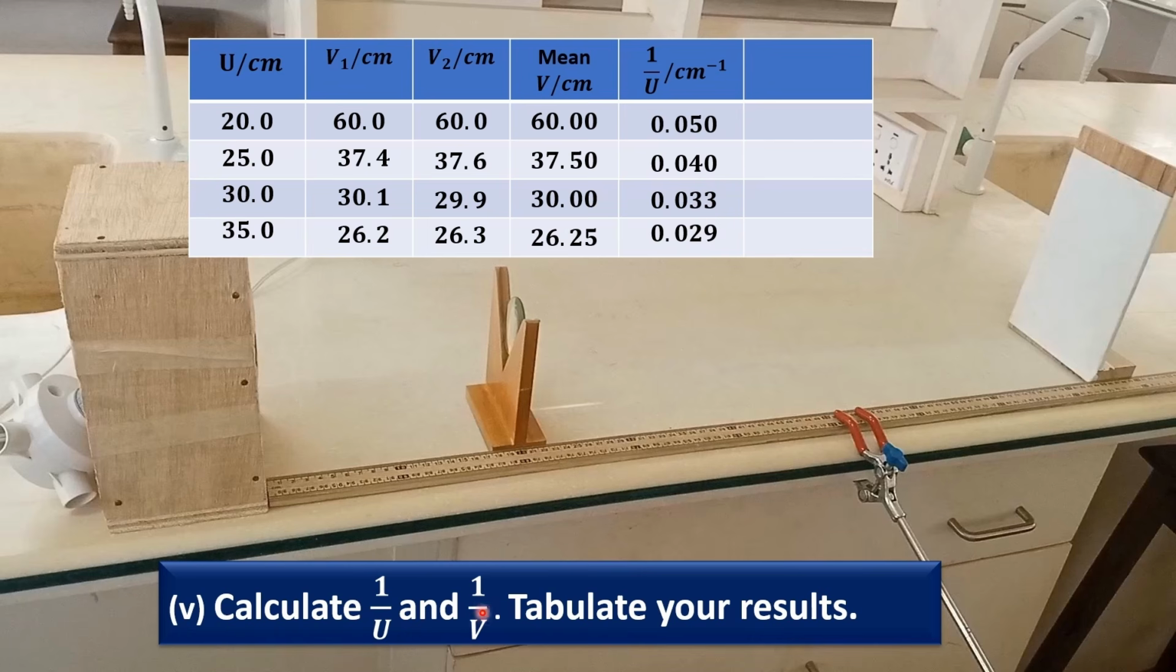And then we find 1 over V, also in per centimeters. So we pick the first value of V, that is the mean. So 1 divided by 60 is 0.017. 1 divided by 37.5 is this. Then we find 1 divided by 30, 1 divided by 26.25.